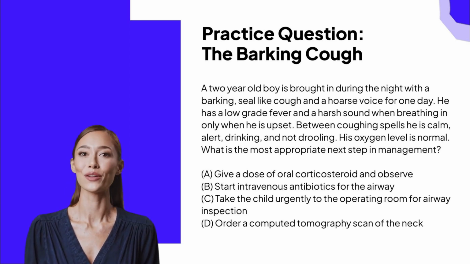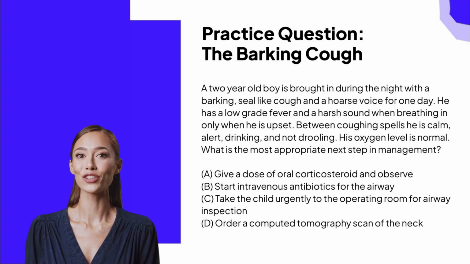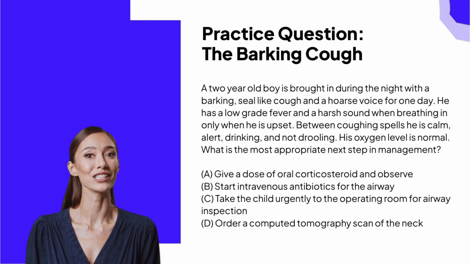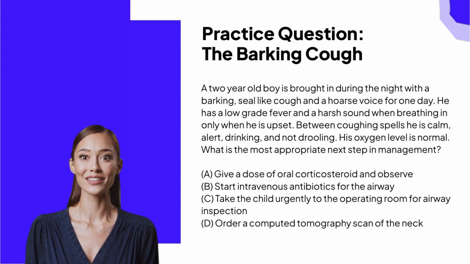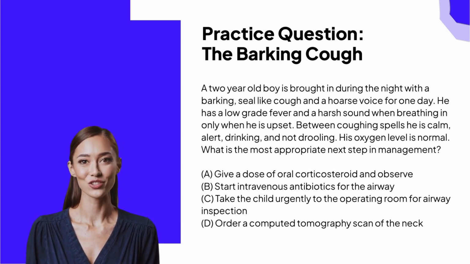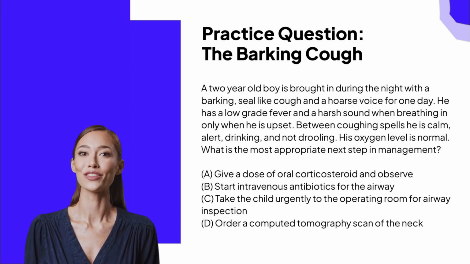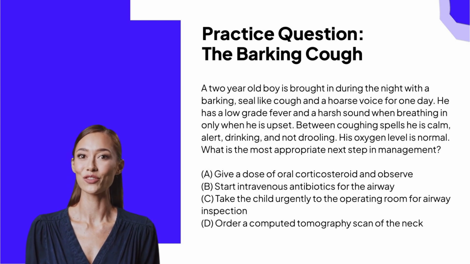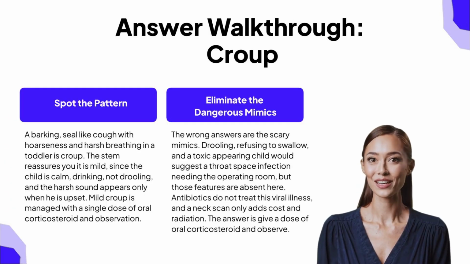Your options are, option A, give a dose of oral corticosteroid and observe. Option B, start intravenous antibiotics for the airway. Option C, take the child urgently to the operating room for airway inspection. Option D, order a computed tomography scan of the neck. Notice the reassuring details in this stem. Pause, decide what this barking cough represents, and pick your answer before we work through it. Let us work through this answer.